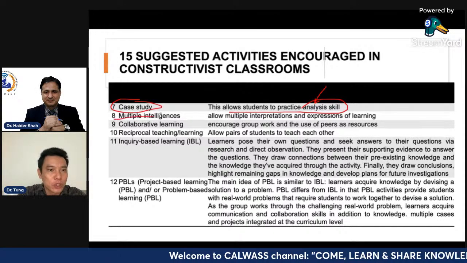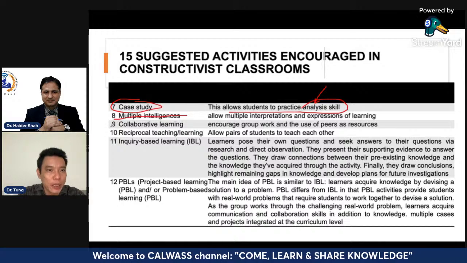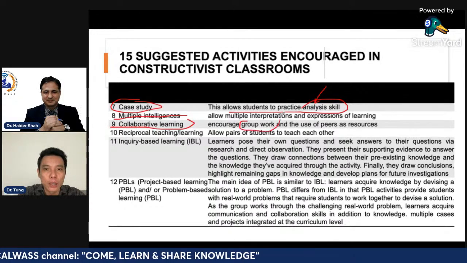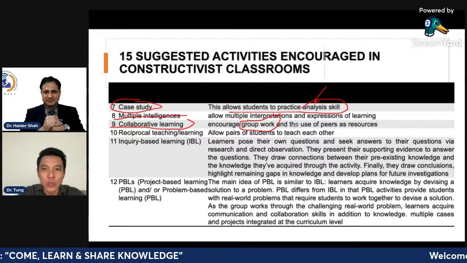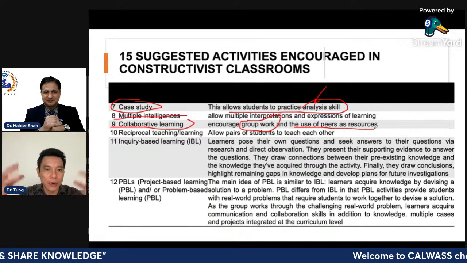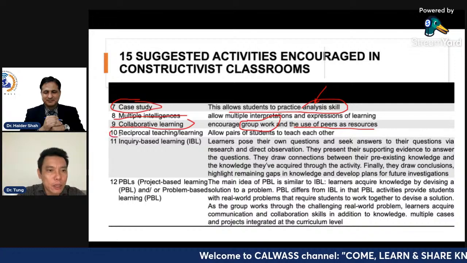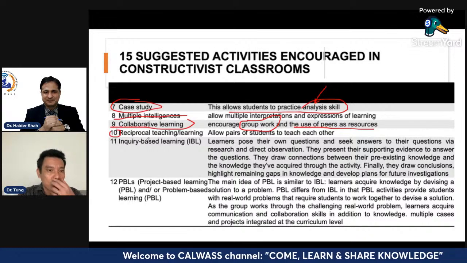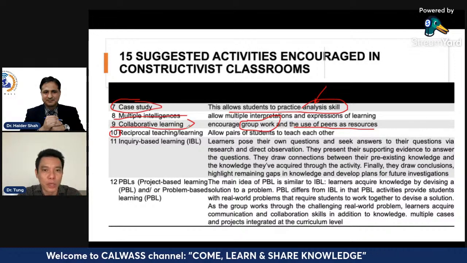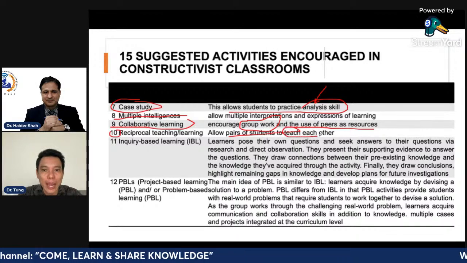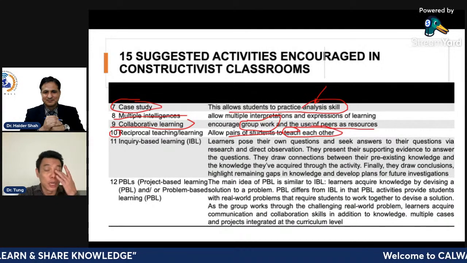Number 8 is multiple intelligence. Number 9 is collaborative learning. This is a kind of group work, and you use the peers as the resources, so the students can learn from each other. Number 10 is reciprocal learning. Allow pairs of students to teach each other. Let the students teach each other.